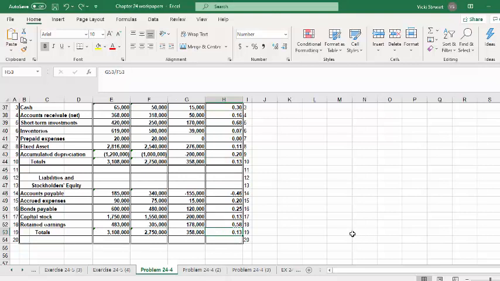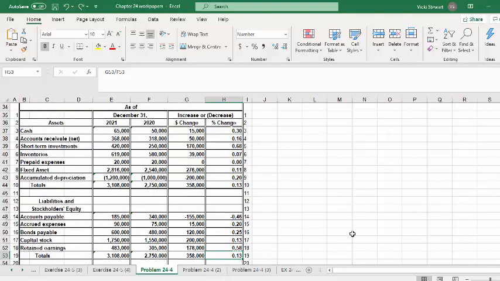And again, we see the 13% increase in total assets and total liabilities and stockholders' equity from 2020 to 2021. So this is called horizontal analysis, and it's also very useful. So the D portion asks, what is the value of that additional information that we have provided in Part B?